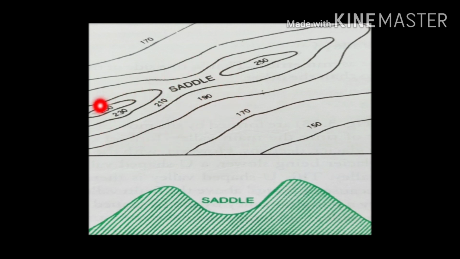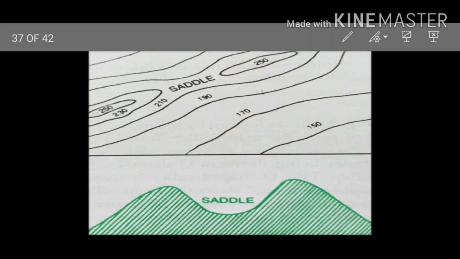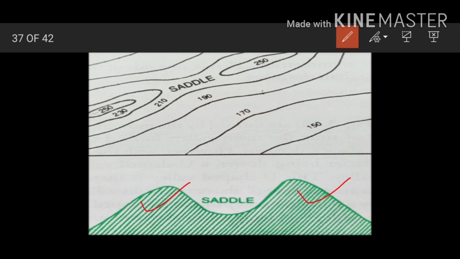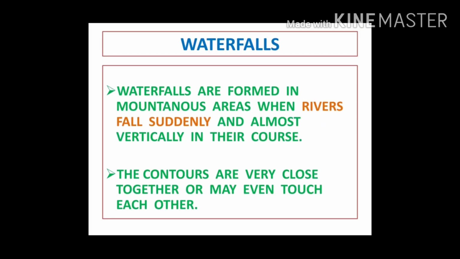So you can see this is peak number 1 and this is peak number 2, and the height is not very much, only 250 meters above sea level. So it's not very high, but this depressed area where the elevation is a little low is known as a saddle. Both these peaks have a gentle slope, and this shallow depression, which is not very deep, is known as a saddle.